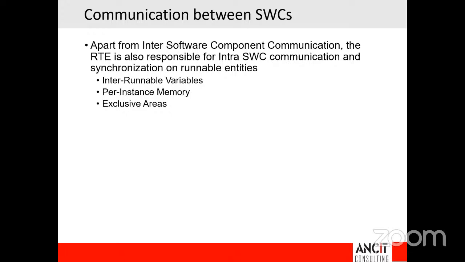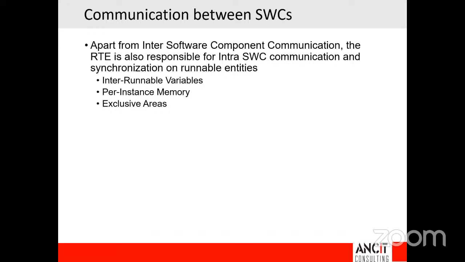Okay, we'll talk about exclusive areas first. So what is an exclusive area? Let's say, for example, I have a particular runnable, and this runnable is trying to put some data into the EEPROM, which we call NVRAM in AUTOSAR. So let's say it is trying to access some variable from the NVRAM, or it is trying to write some data into the NVRAM and things like that. That's the purpose of this particular runnable.